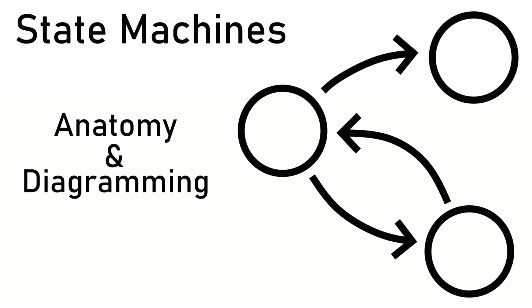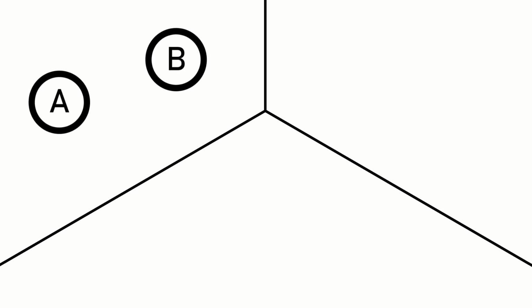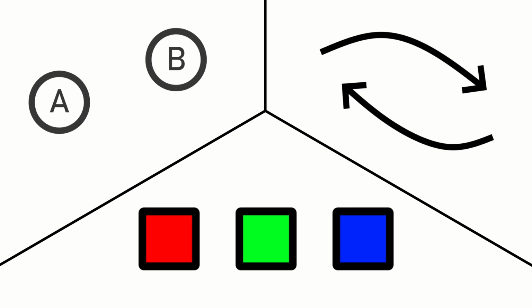Welcome! Today, we will explore the anatomy of state machines in the context of programming, discuss how to diagram them efficiently, and uncover the core purpose of state machines. To begin, there are three fundamental concepts when discussing their anatomy: states, transitions, and events.